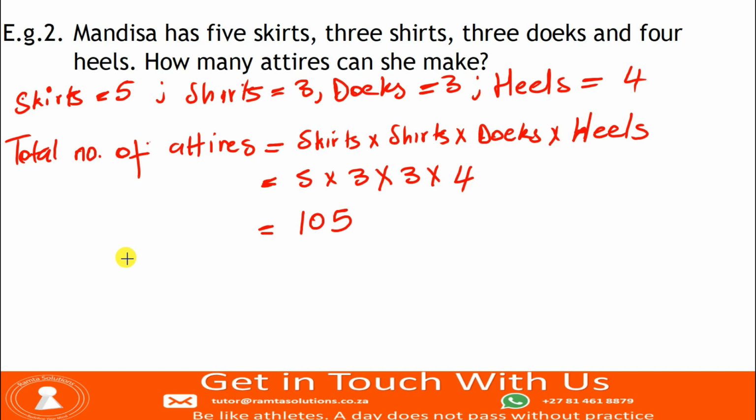So if you are thinking that you don't have clothes or you are poor, please note, mathematically, you can have different attires even with a number as small as this. Can you see that? You have 5 skirts, 3 shirts, 3 dukes, and 4 heels. Trust me, you can be stunning in 105 ways.